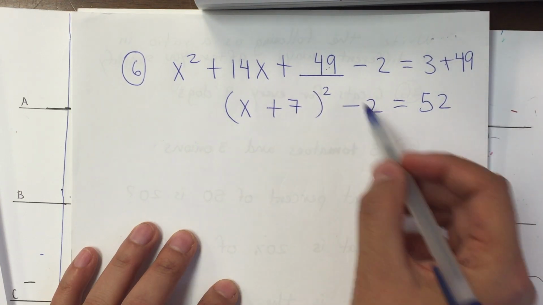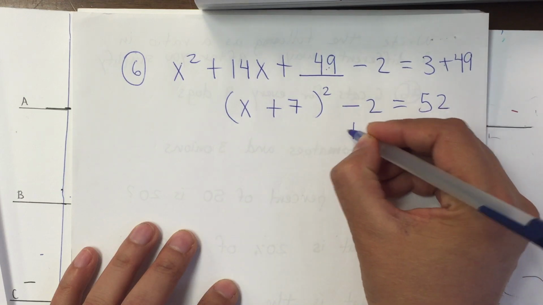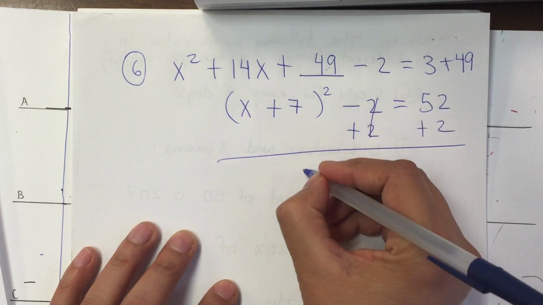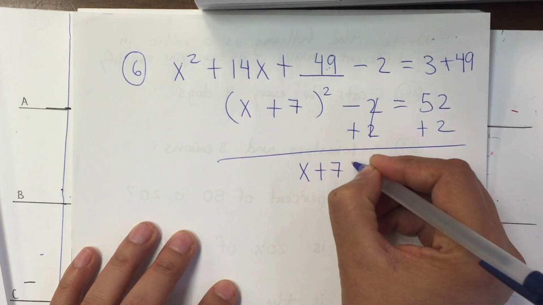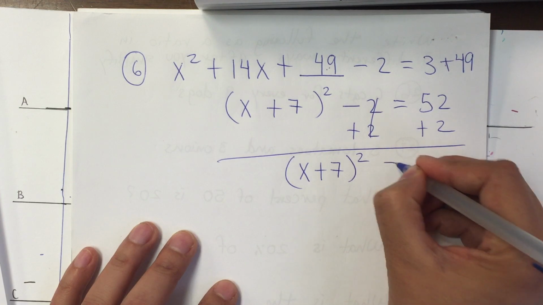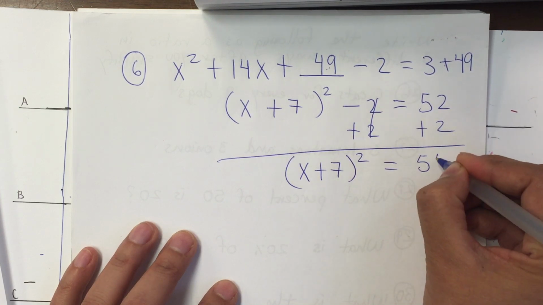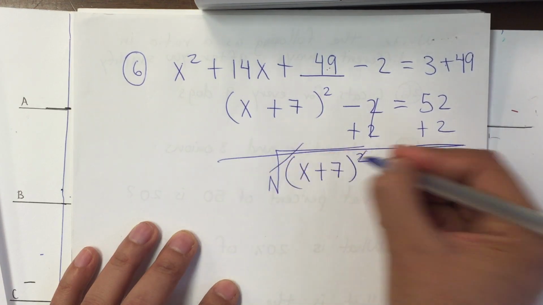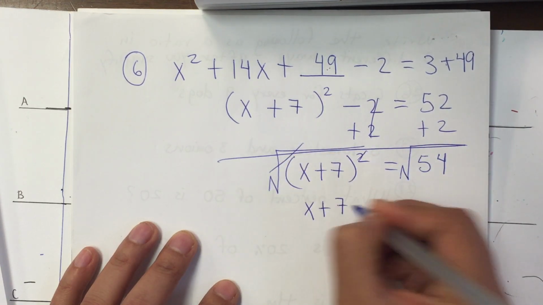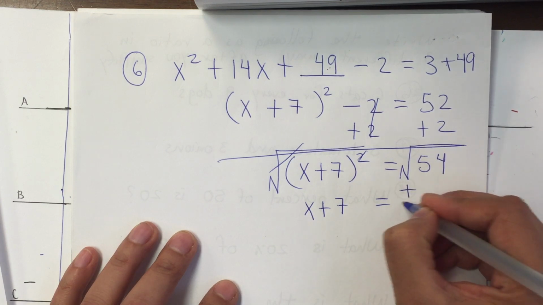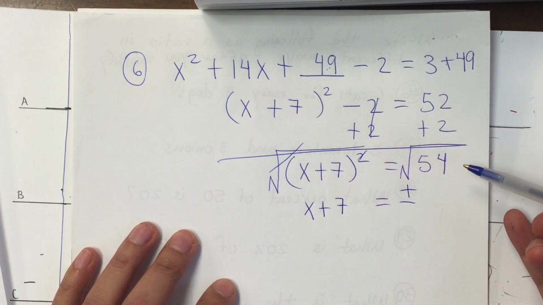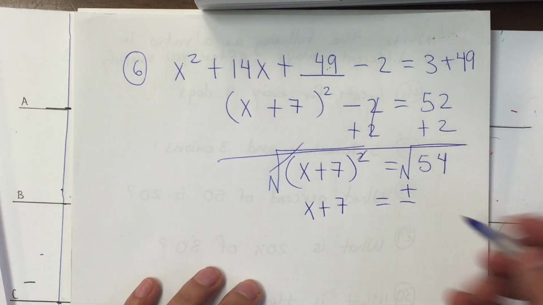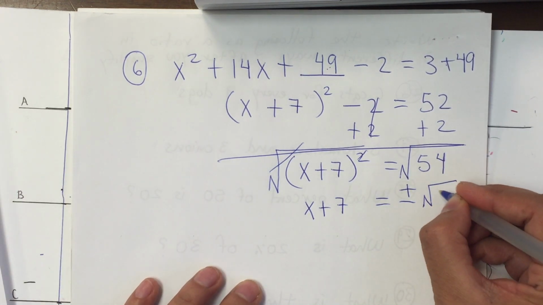I start now solving for x by canceling, and so I add 2 to both sides. So x plus 7 all to the second power is equals to 54. I take the square root of both sides, and so x plus 7 is equals to plus or minus the square root of 54. Since you can't take the square root of 54, it cannot be simplified. You just leave it like that.